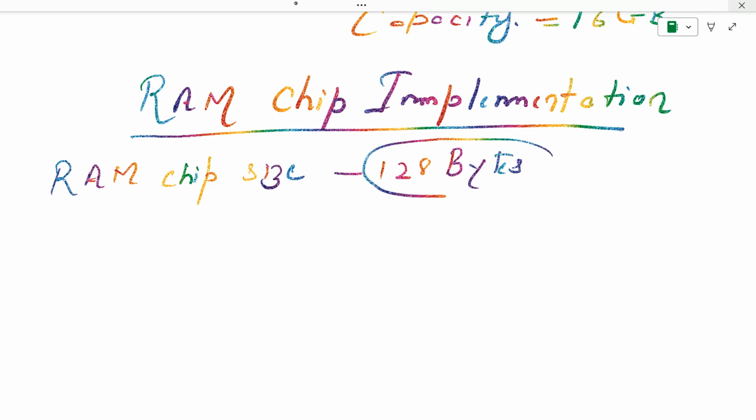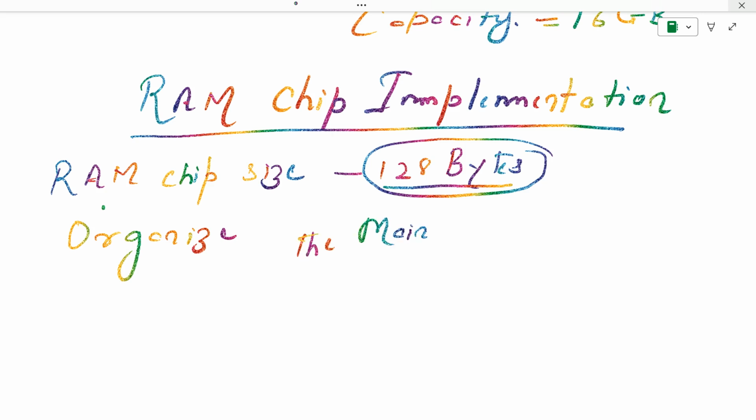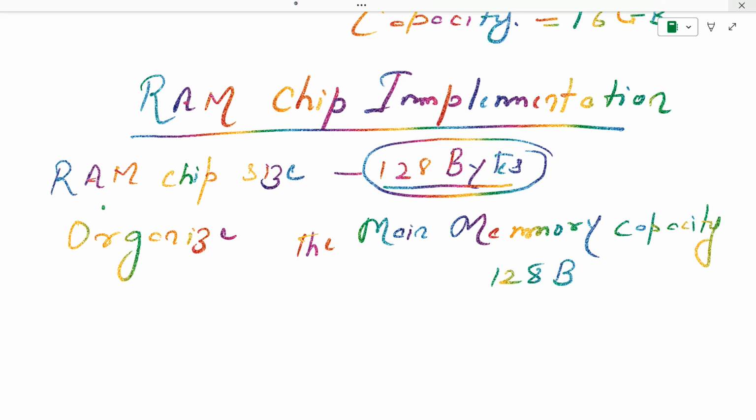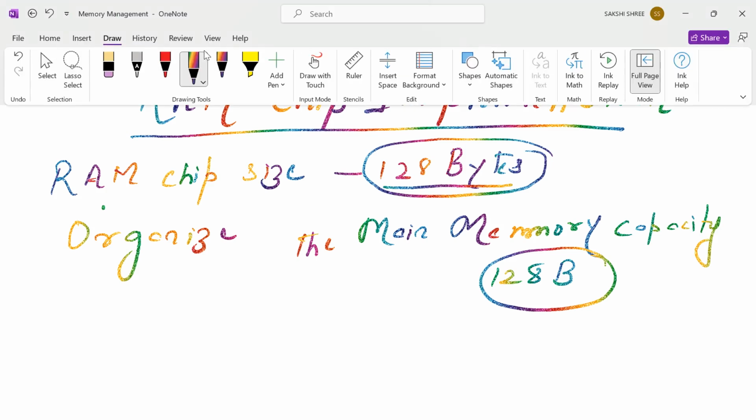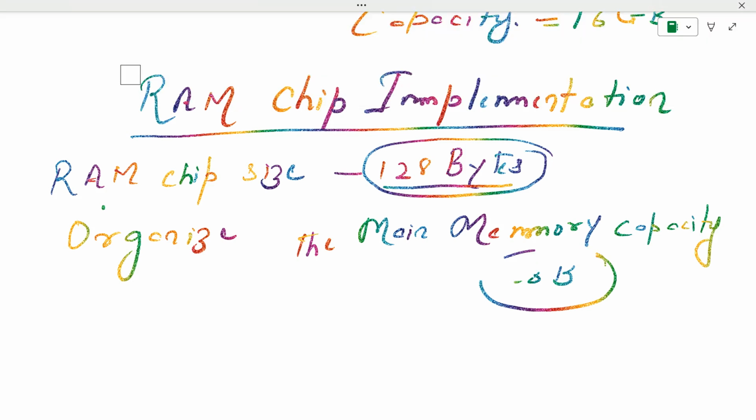Now this 128 byte means altogether 128 bytes of data can be stored on this RAM chip. Now you need to organize a memory, let's say the main memory only. We need to organize the main memory, let's say of capacity 16 KB. Sorry, 128 byte is the size of this RAM, right? So let's say we want to create a main memory of capacity 16 KB.